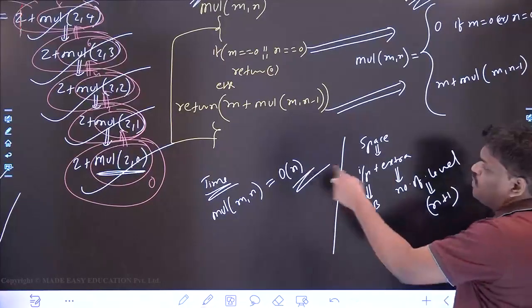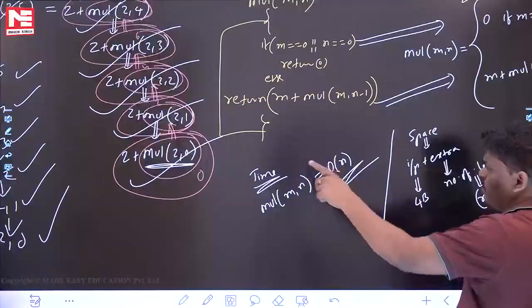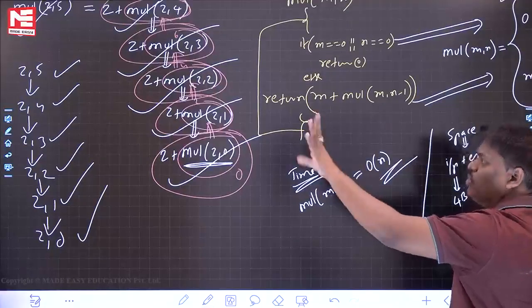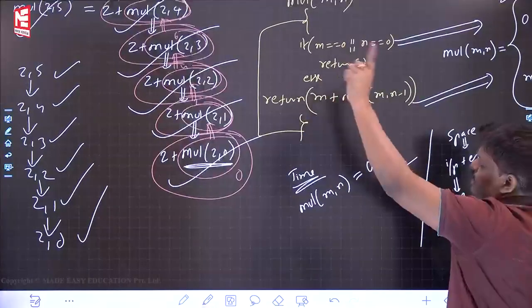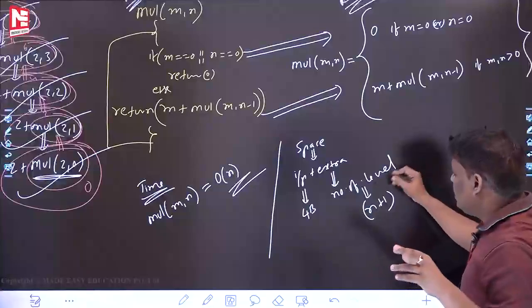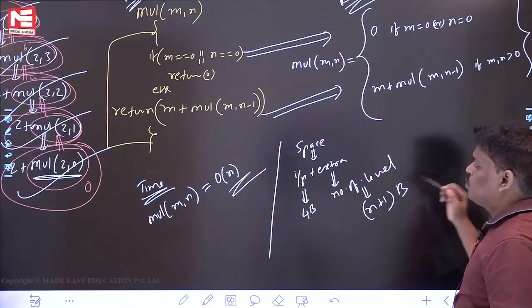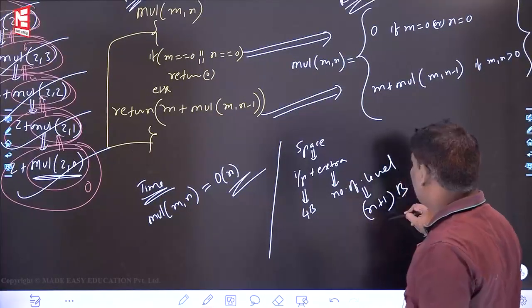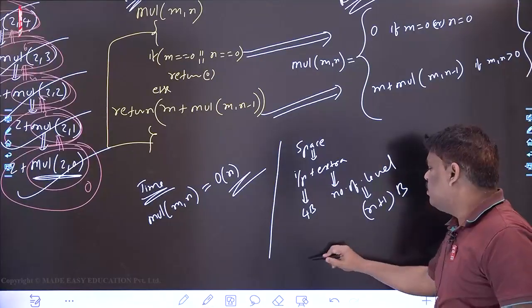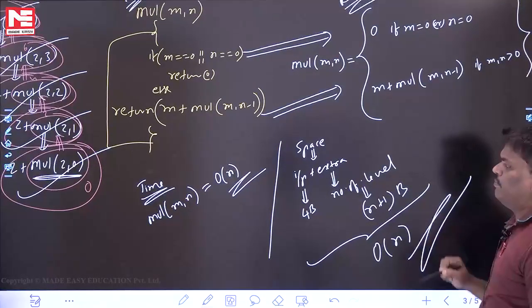Assume every level requires 1 byte. Assume every level is pushed in the stack: first function call, second function call, third function call, everything will be pushed inside the stack. N plus 1 levels are there, so n plus 1 bytes. So the input is 4 bytes, the extra is n plus 1 bytes. Overall, forgetting the small constant, what is the answer? Big O of n.